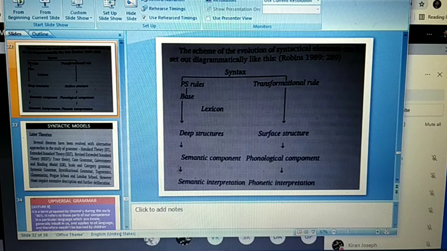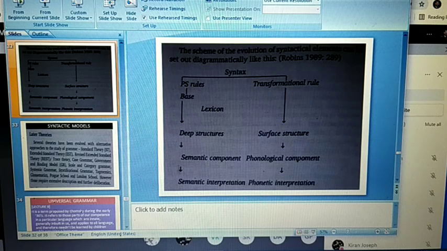Say for example, what are the surface structures of "John opened the door"? "John did not open the door." "Did John open the door?" "Didn't John open the door?" "The door was opened." Okay, look at that. So when you utter, you get different transformations and you get new sentences, right?